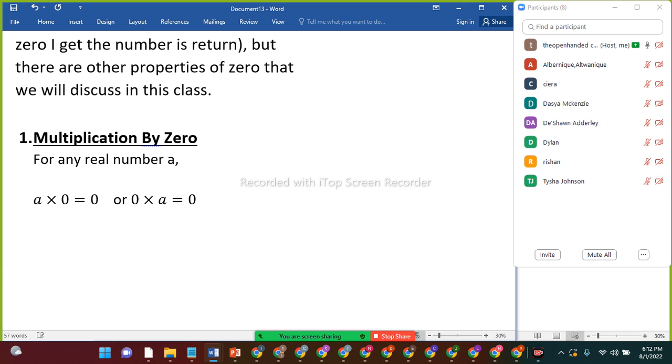That's the multiplication by 0 property. All right, for example, let's do some examples.